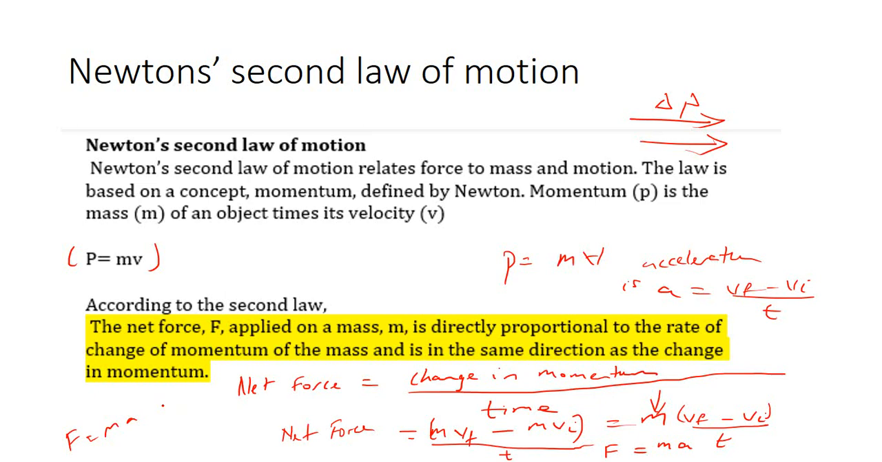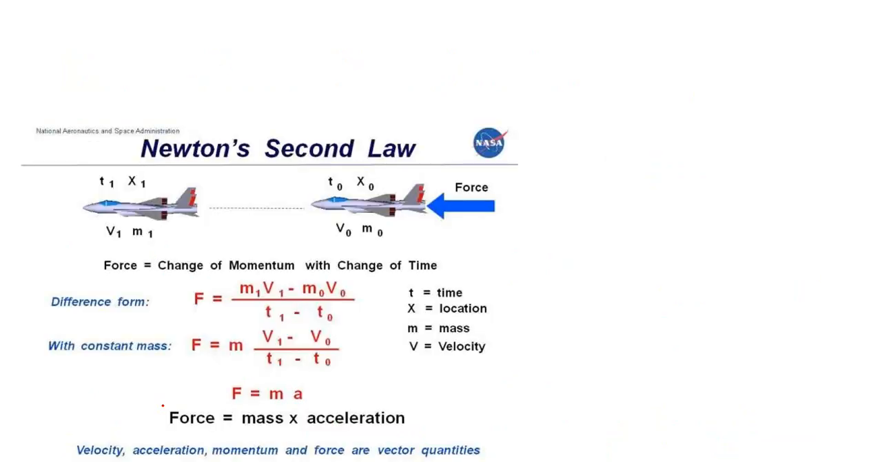Now, this is just a breakdown of what we just said. So imagine that an airplane is in the air at some time 0 or time t naught, and at time 1 it has some other velocity. We could find the change in momentum, and obviously dividing that by the time gives us the force that the plane actually has.